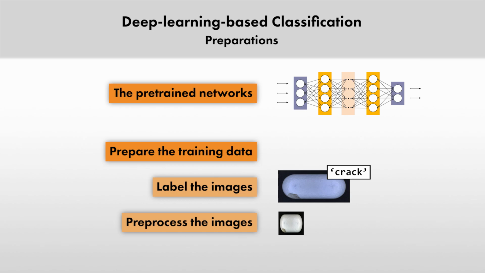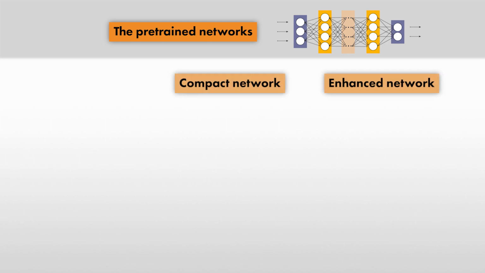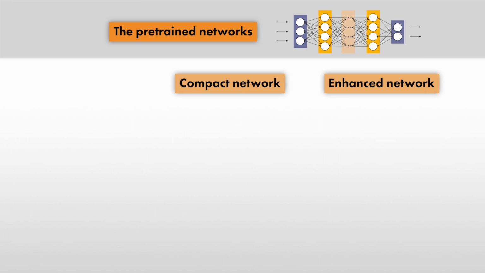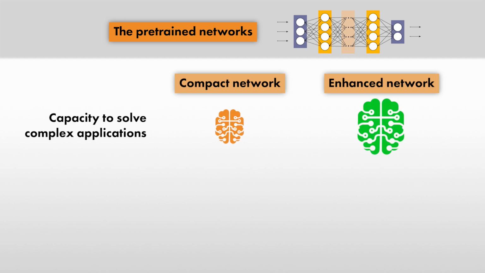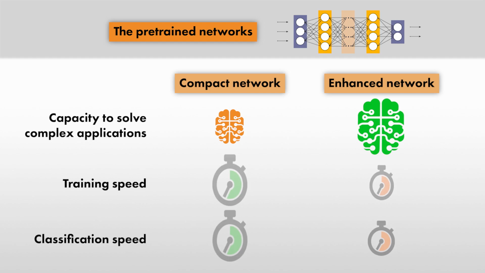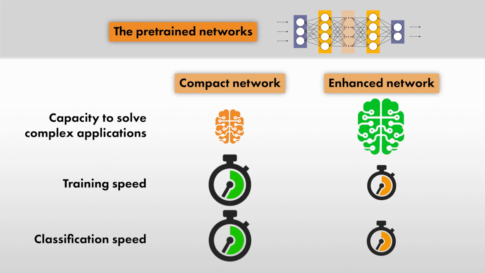HALCON 17.12 provides two pre-trained networks called the compact network and the enhanced network. These networks have been trained with hundreds of thousands of labeled images. Both are highly suitable for industrial applications. However, when facing more complex classification problems, the enhanced network is more versatile. On the other hand, both the training and the classification are much faster when using the compact network.